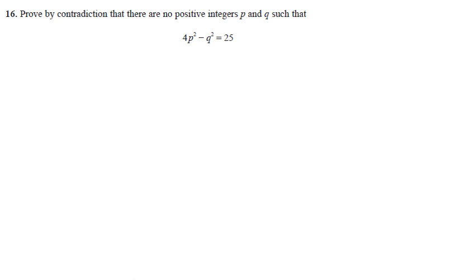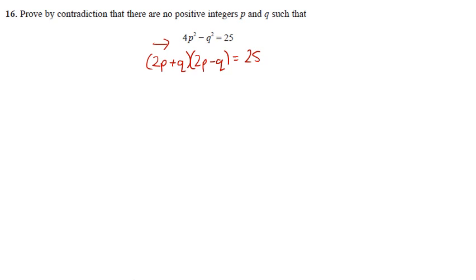Okay, on to the last question eventually. So prove by contradiction that there are no positive integers p and q such that that is true. Well, the first thing that should stand out with this equation is 4p squared minus q squared. You should, at this stage in your maths career, be able to spot difference of two squares at a distance. So 2p plus q times 2p minus q is equal to 25.